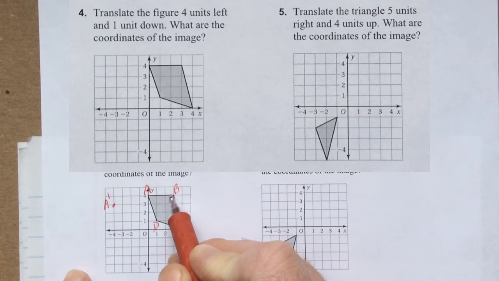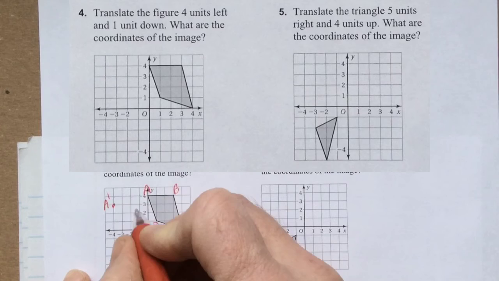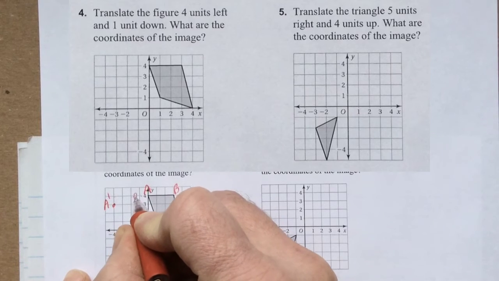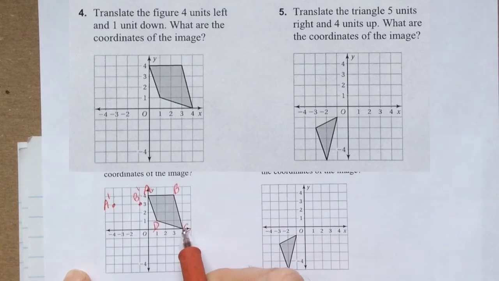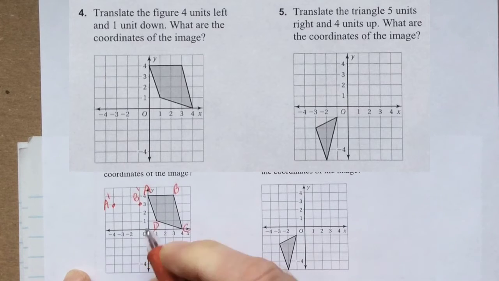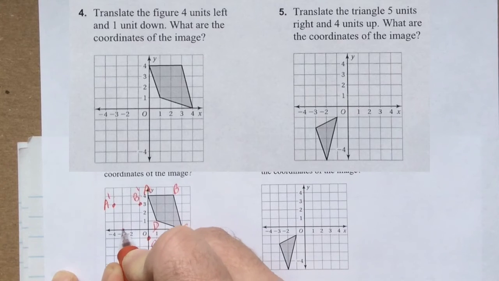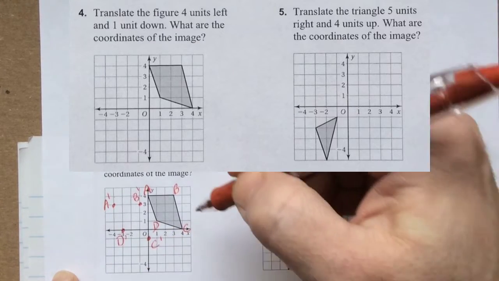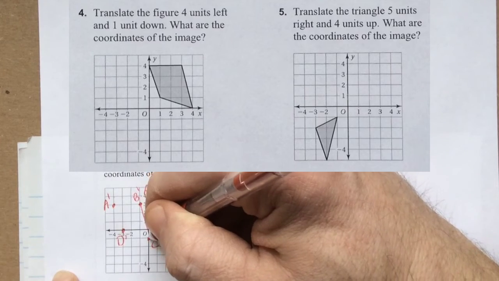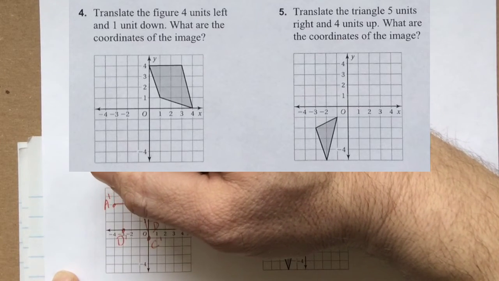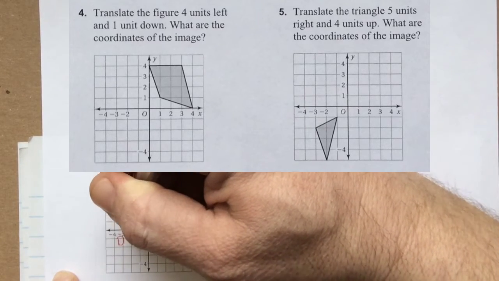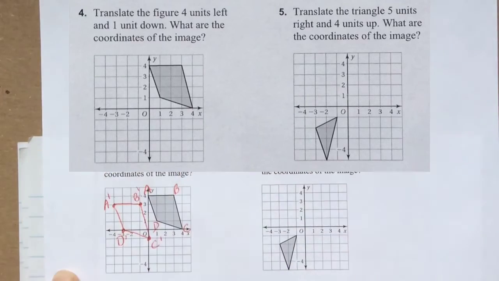My B, I do the same thing, 1, 2, 3, 4, and 1 down. That's my new B, which is B prime. For C, 1, 2, 3, 4, and 1 down. There's my C prime. And then for D, 1, 2, 3, 4, and 1 down. There's my D prime. And when you draw this back in, the shapes should look the same. If you've got one corner way off up or way down, see how the shapes are the same shape, it's just slid along.